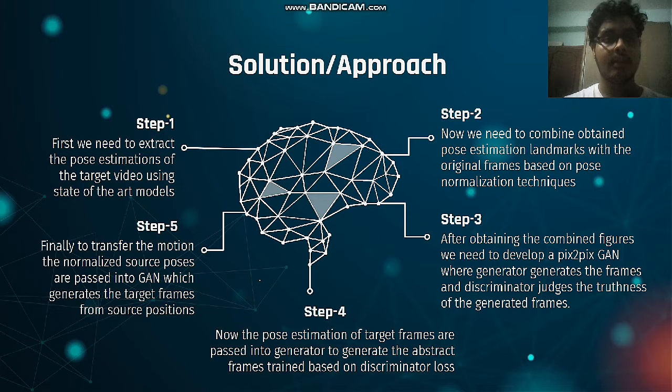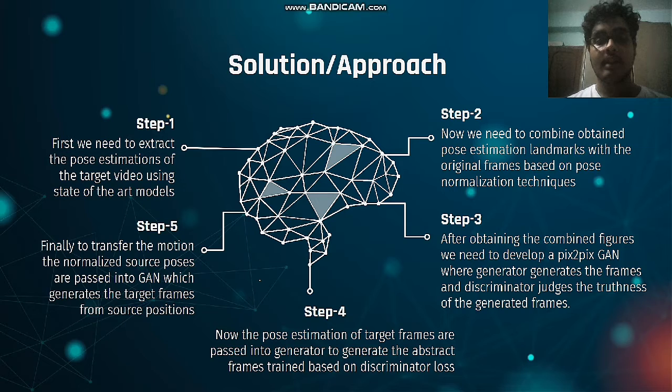Step 1. First, we need to extract the pose estimations of the target video using state-of-the-art models like OpenPose, DensePose, etc. In step 2, we need to combine the obtained pose estimation with the original frames with the help of a global pose normalization technique to match the size of the target video with the source video. In step 3, we need to pass those combined figures to the pix-to-pix GAN, where the generator generates the frame based on the input and the discriminator judges the originality of the generated frame.